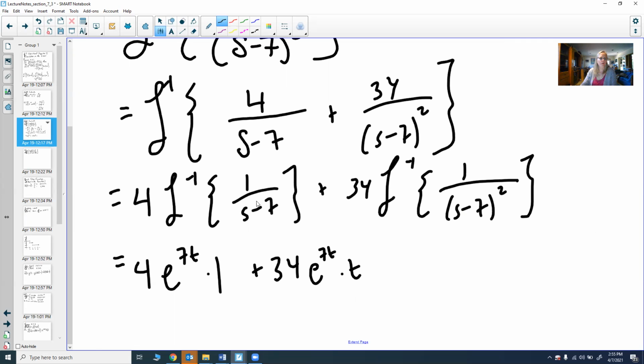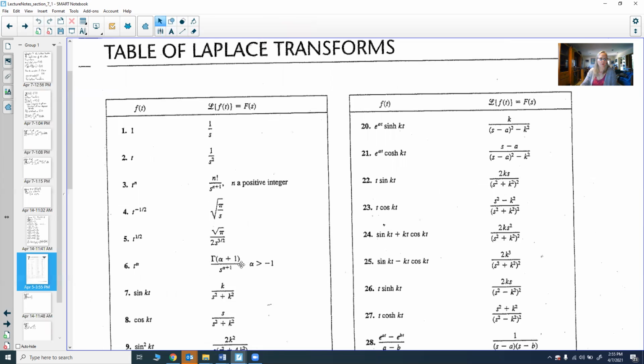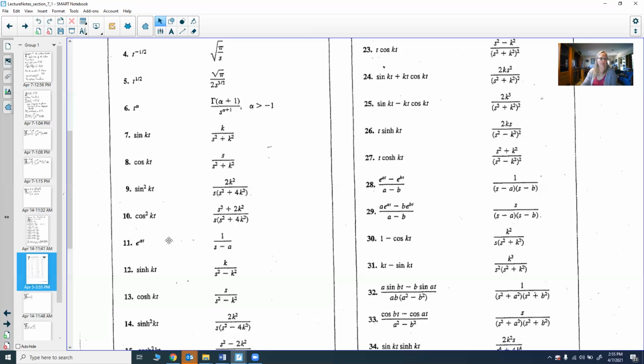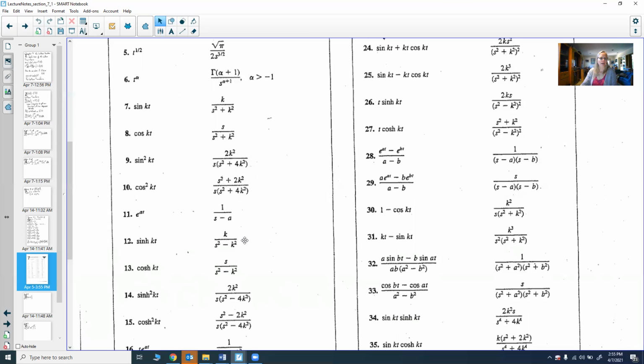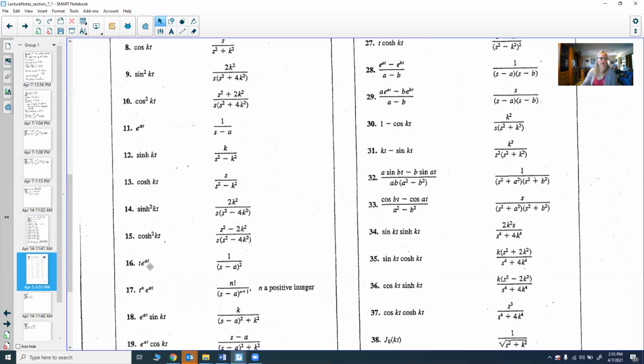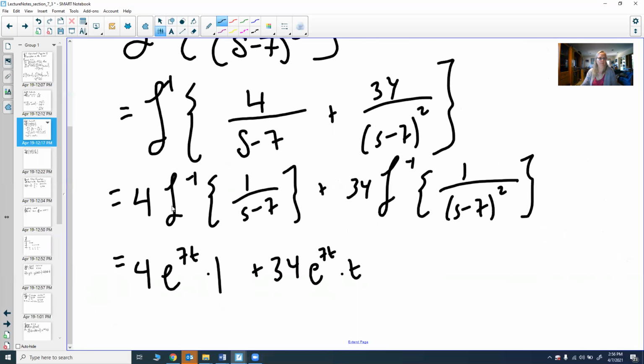Again, these are so useful. If you go to your table, and look through that table closer, you do actually see a 1 over s minus a is e to the at. And you do, in fact, see a 1 over s minus a squared, and that's t e to the at. So you can see these are there for you in most cases, but I want to make sure you understand how they came about.